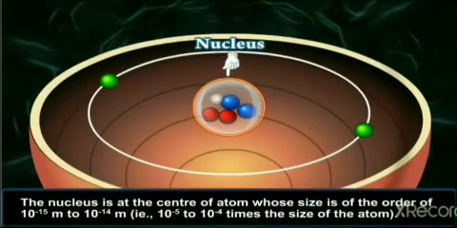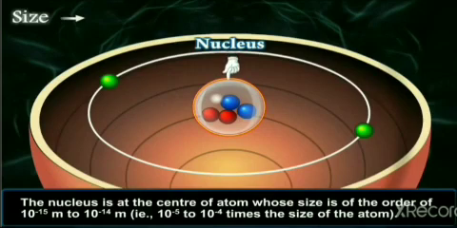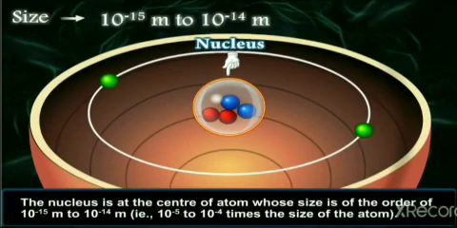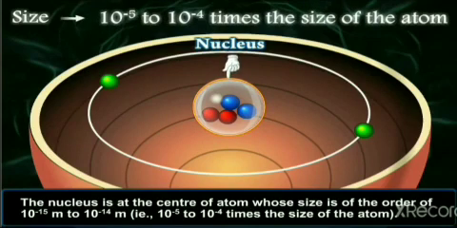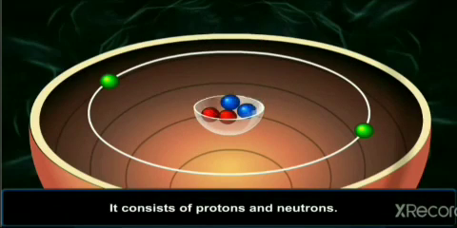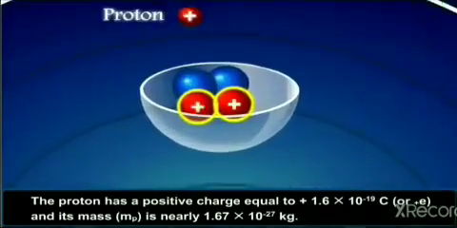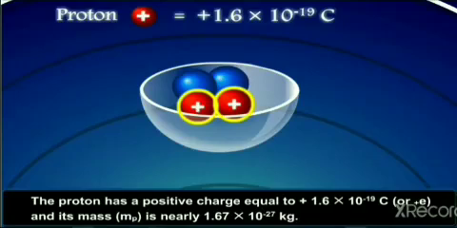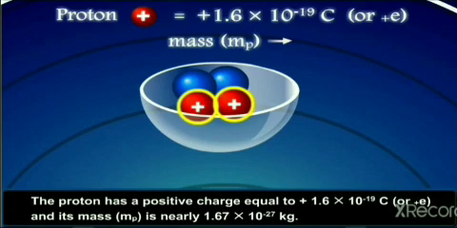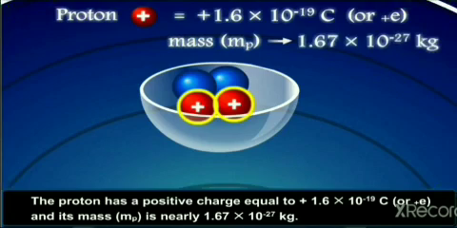The nucleus is at the center of the atom, whose size is of the order of 10^-15 meter to 10^-14 meter. That is 10^-5 to 10^-4 times the size of the atom. It consists of protons and neutrons. The proton has a positive charge equal to +1.6 × 10^-19 coulomb, or +e, and its mass, Mp, is nearly 1.67 × 10^-27 kg.